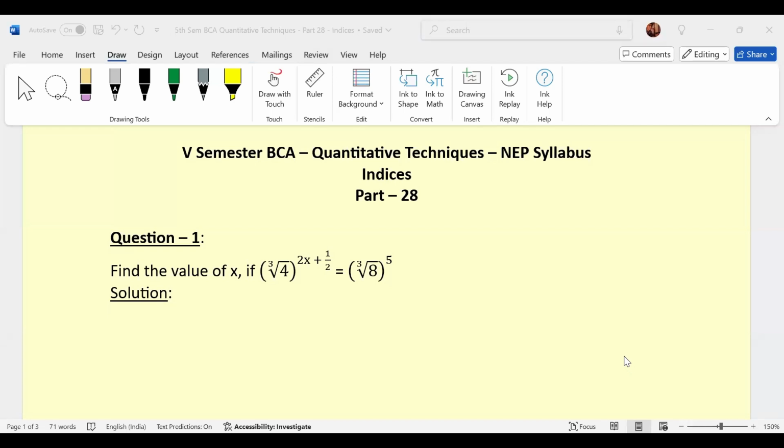Hello everyone. This is in continuation to the subject quantitative techniques under NEP syllabus meant for 5th semester BCA. We are now into indices. This is part 28 of this subject.